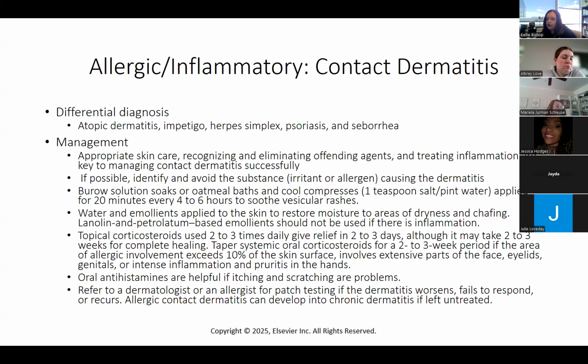Topical corticosteroids you can use 2 to 3 times a day, and that can help for a couple days. But it can take a couple weeks to heal completely, and so we don't really want them to do this every day for like 3 weeks.